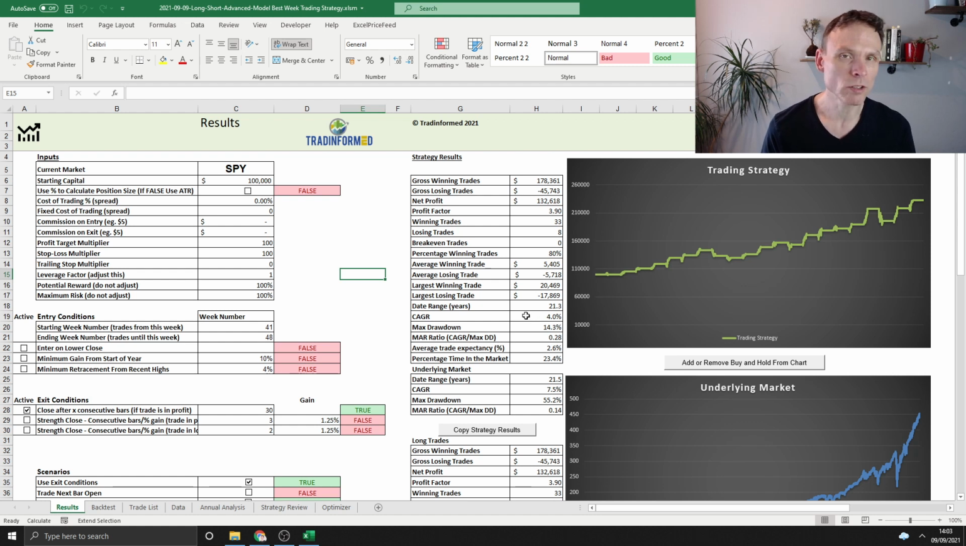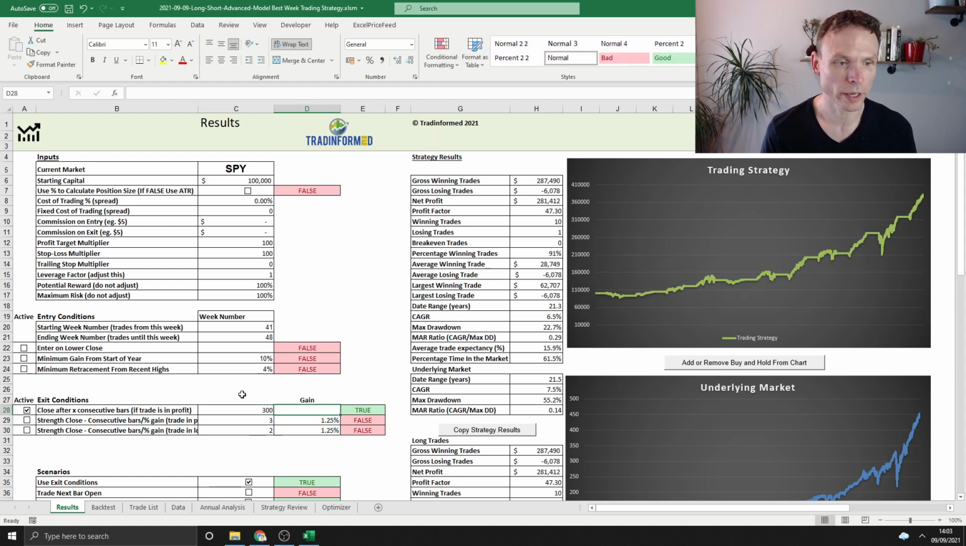Compound annual growth rate is not strictly relevant here because we're only trading in a fairly small part of the year. So let's see what we can do with this model. First of all, we can increase the length of time to potentially hold the trade. I'm going to push that up to 300 so the trades can stay open for much longer. You can see immediately, unsurprisingly, we've had a big effect on the net profit.